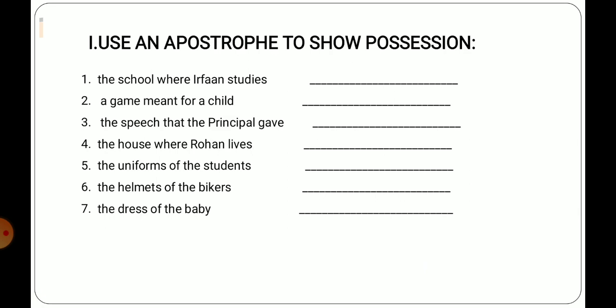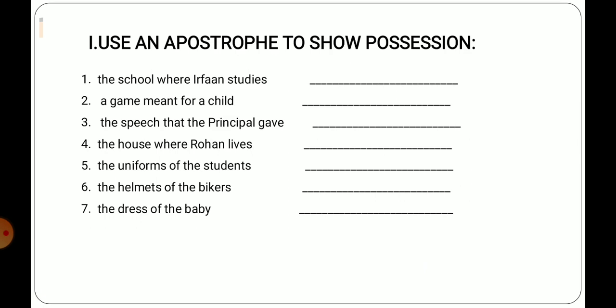First one, the school where Irfan studies. Now, school belongs to whom? Who is the owner of the school? Irfan. So you will write Irfan's school. So Irfan apostrophe S and then school. A game meant for a child. Who is the owner of the game? Child. So you will write a child's game.